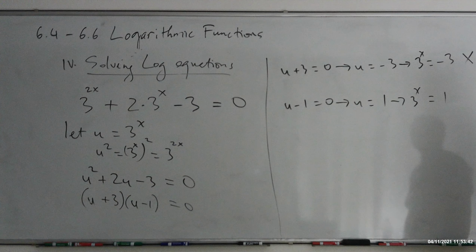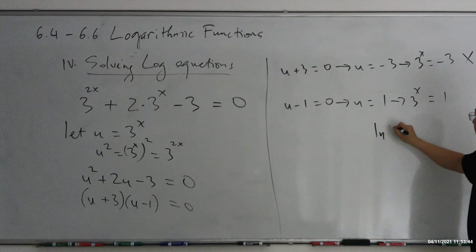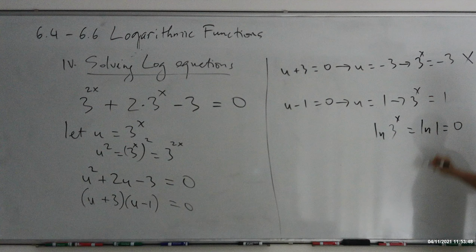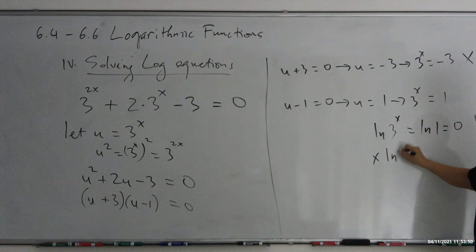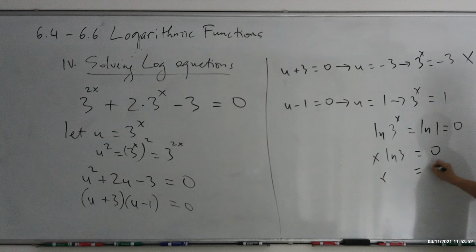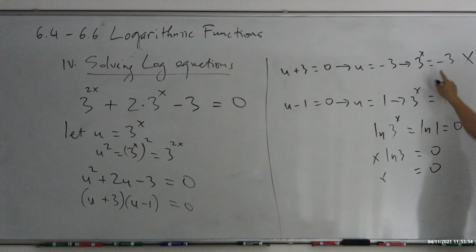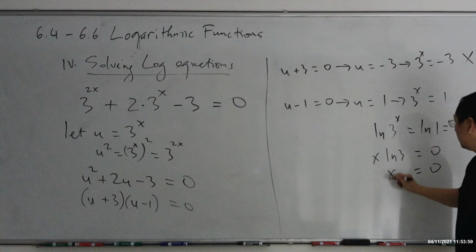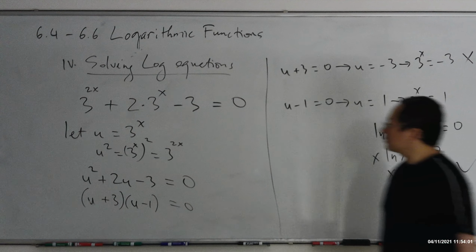Well, applying the log on both sides, right? ln of 3 to the x equals ln of 1, which is 0, right? So x times ln of 3 equals 0, so x equals 0. You can see right here, 3 to the 0 is equal to 1. So actually you have a solution, x equals 0. And this is a good solution.